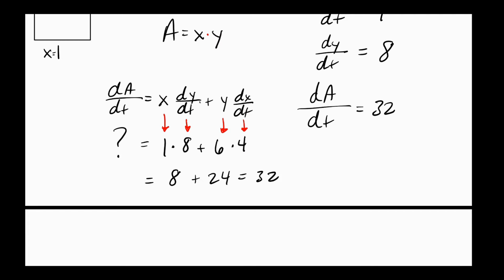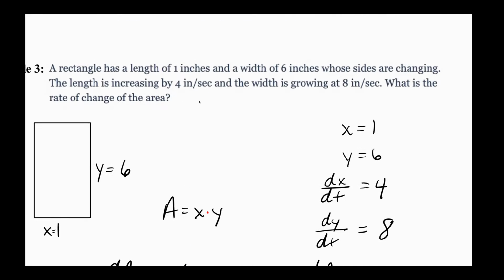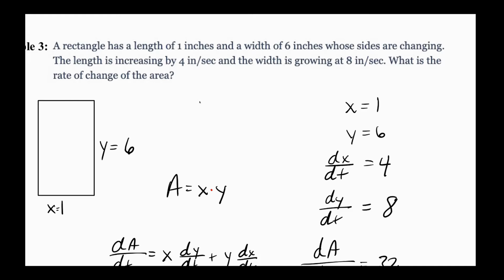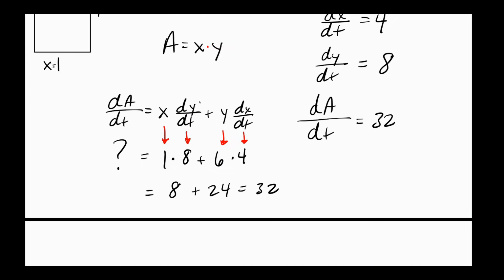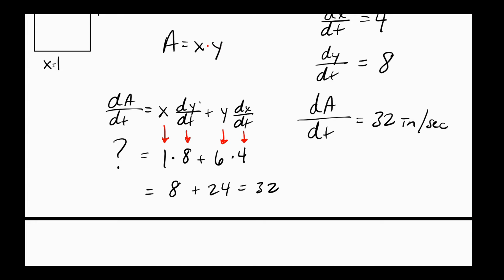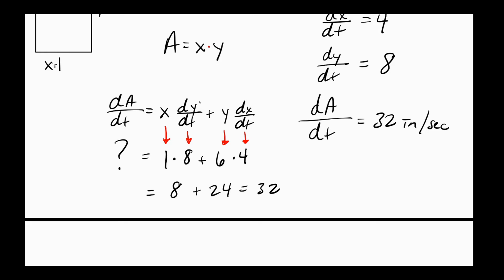What did I say about units? Don't worry about them until the end. What units go with 32? That's what they're using, right? Inches per second, right? But it's area. So I can't put inches squared, or inches per second? What do I put? Inches squared. It has to be inches squared. Yep.